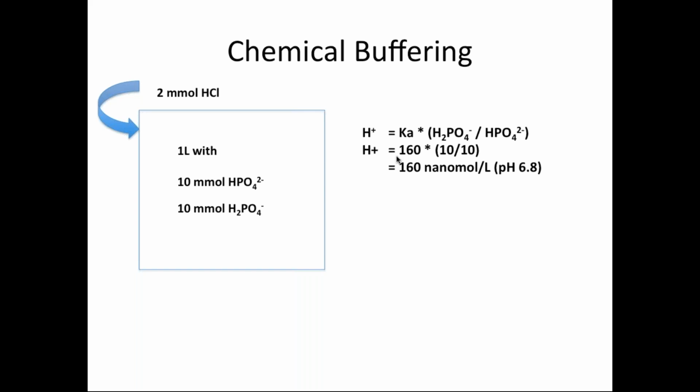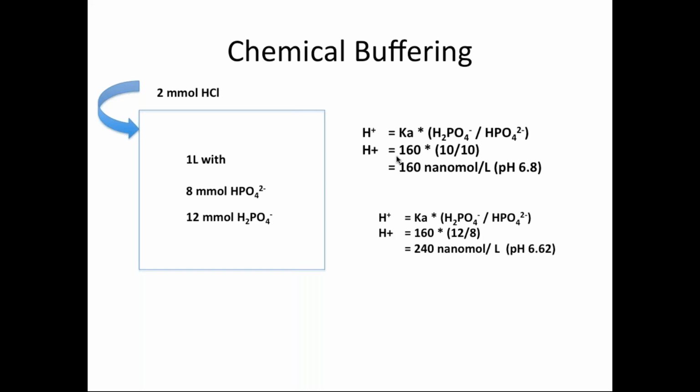So when we add 2 millimoles of hydrogen chloride, it will bind with the hydrogen phosphate and become dihydrogen phosphate. So 2 millimoles of hydrogen chloride will bind with 2 millimoles of hydrogen phosphate and make an extra 2 millimoles of dihydrogen phosphate. So what will end up happening is you'll have 8 millimoles of hydrogen phosphate. So the hydrogen concentration will be 160 multiplied by 12 by 8.